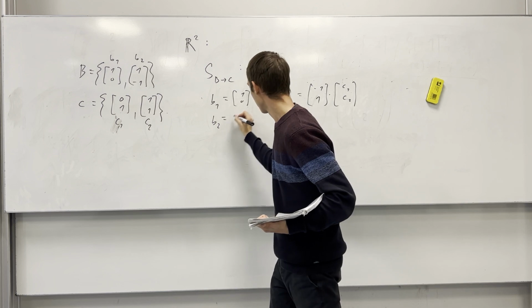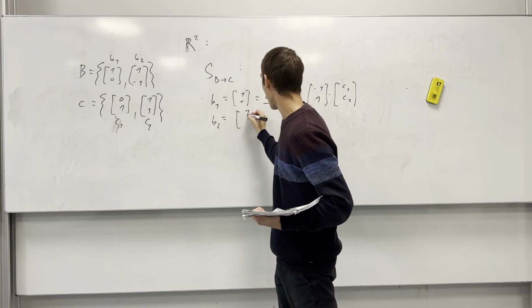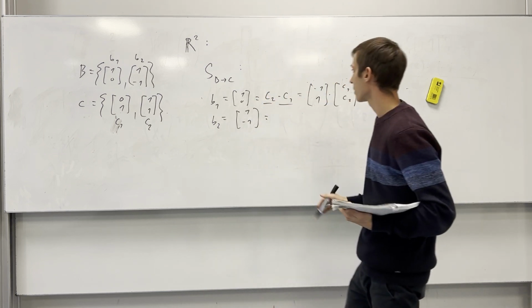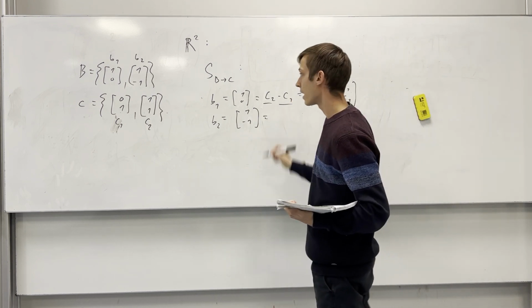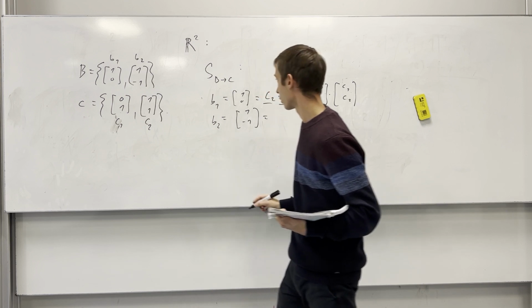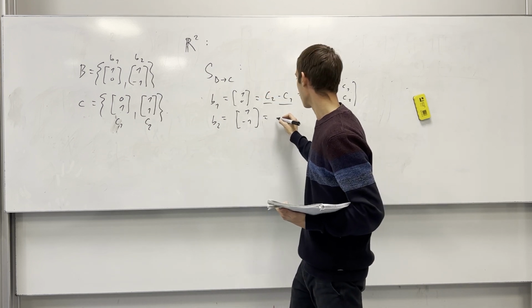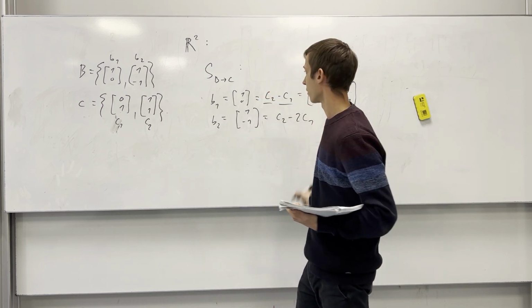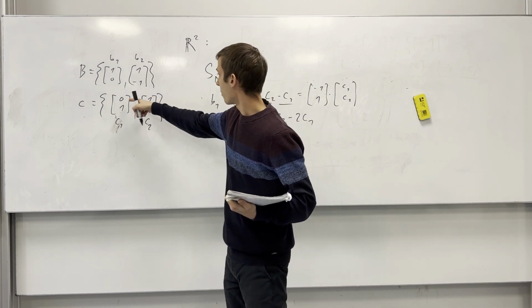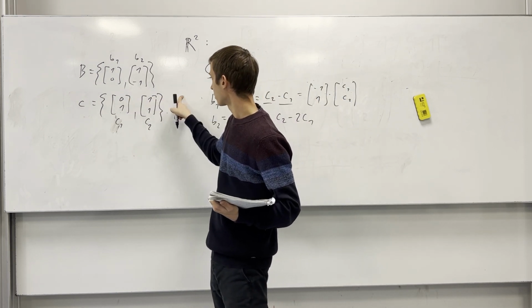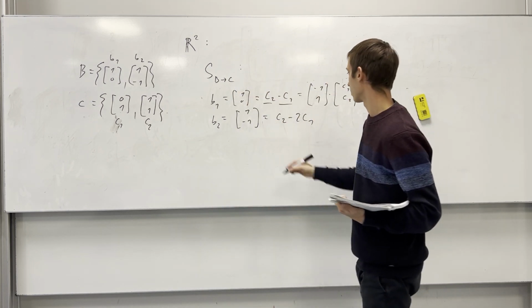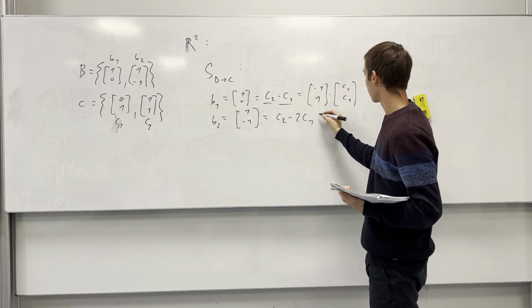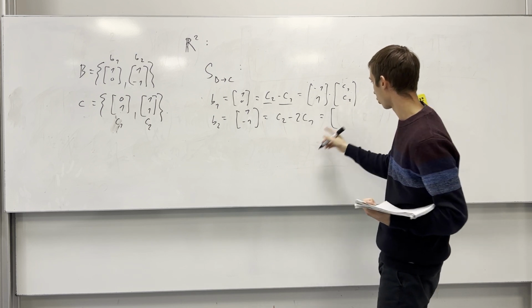And B2 is namely 1, minus 1. How to express it in terms of the basis vectors, again, of C? Again, I will look at it and try to figure it out. So in this case, it ends up being C2 minus 2C1. We have 1, 1 minus 2 times 1, 0, so we have 1, minus 1 like that. We can verify it, or we can just write out the coefficients right here.